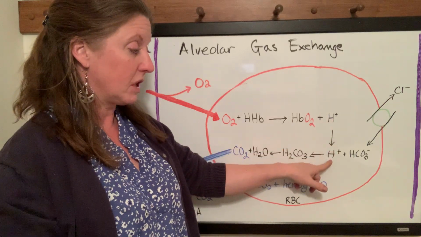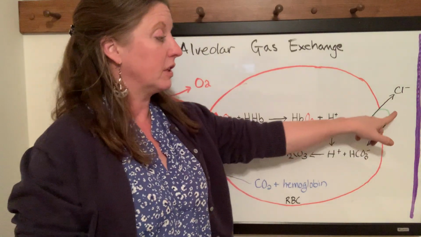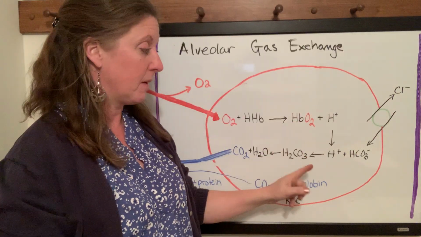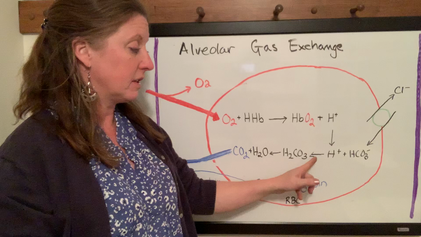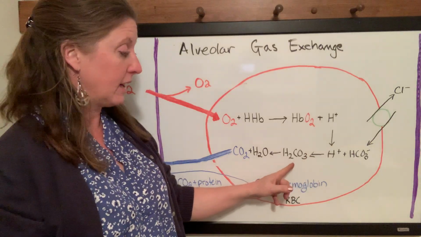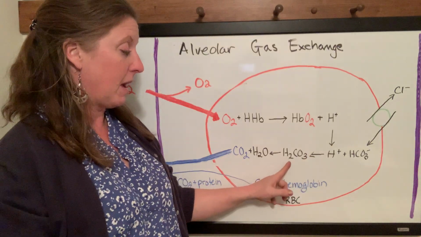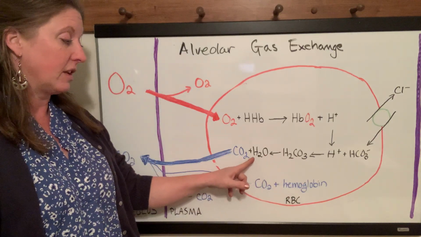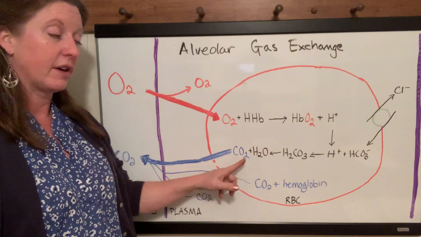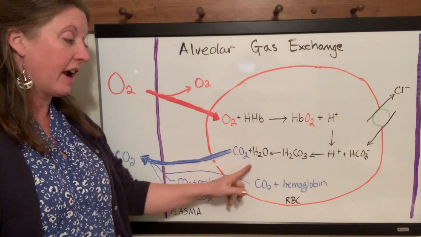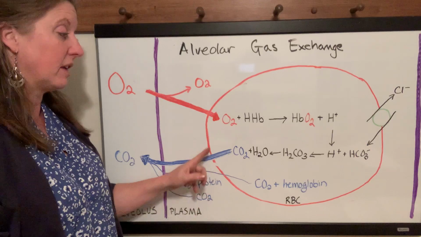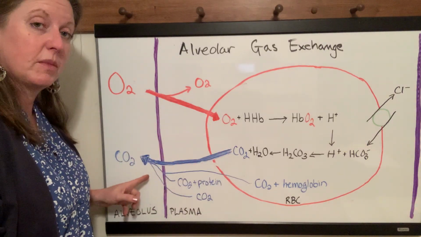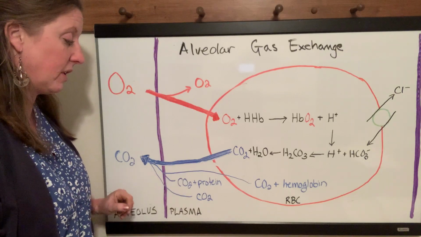The proton recombines with the bicarbonate, which was brought back into the cell in exchange for chloride going out into the plasma. The proton and the bicarbonate combine through carbonic anhydrase to form carbonic acid, or H2CO3, and that breaks down further into carbon dioxide and water. Carbon dioxide, having a higher concentration in the red blood cell or in the plasma than in the alveolus, readily diffuses from the cell to the alveolus.